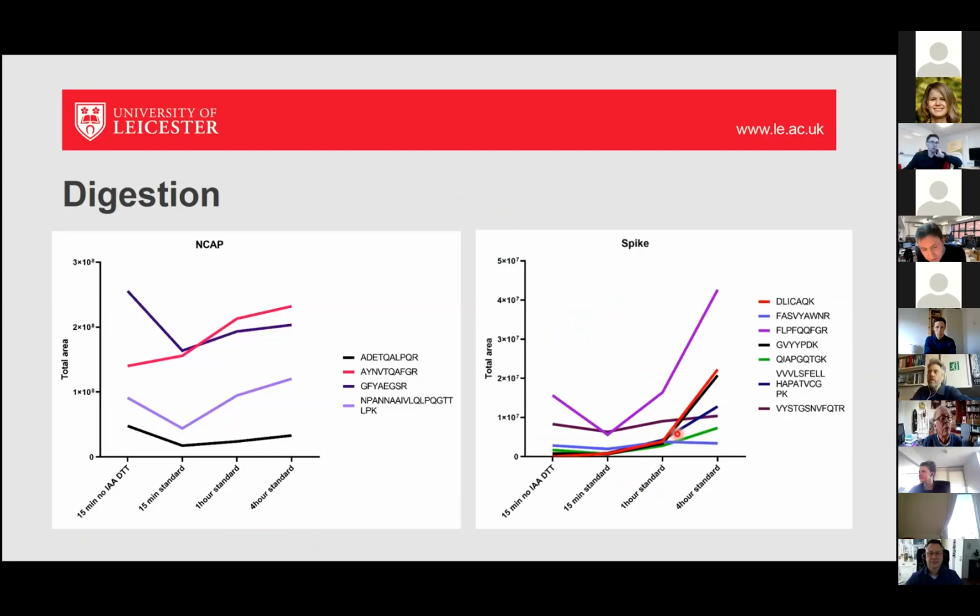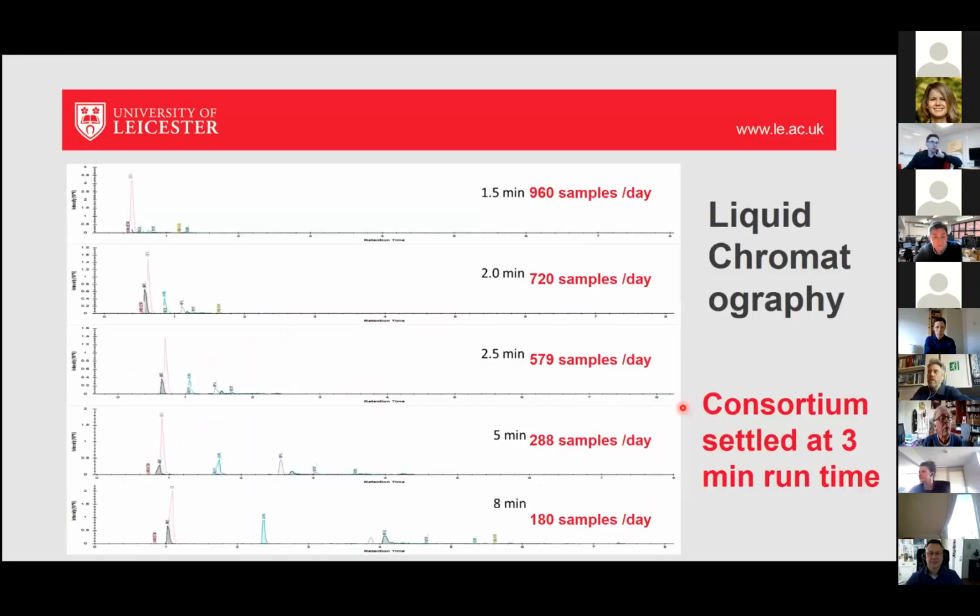The digestion was kind of interesting because NCAP protein doesn't have cysteines, and we could get away actually with a 15-minute digest, no IA or DTT, and we found that was perfectly acceptable, but not for spike, which requires a longer tryptic digest time. But as NCAP was our primary focus, we were happy to use 15 minutes as it helped with the throughput of the assay.